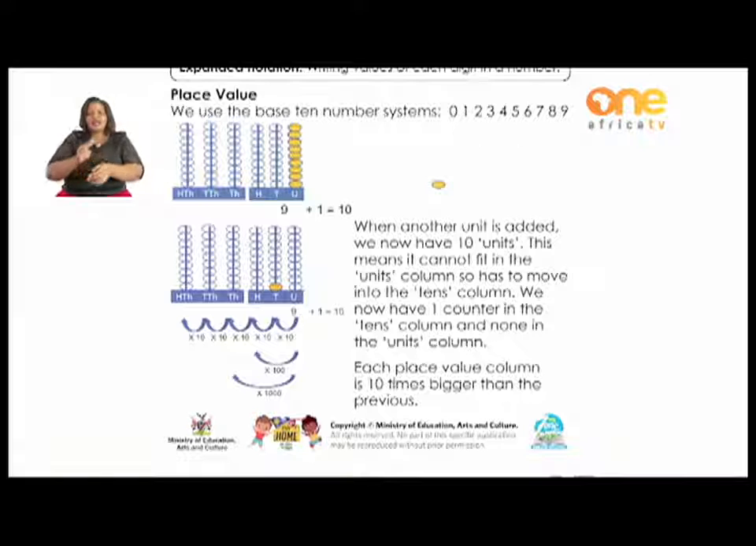The second abacus, the explanation given there is, when another unit is added, we now have 10 units. This means it cannot fit in the units column, so I have to move into the tens column. We now have one counter in the tens column and none in the units column. Each place value column is 10 times bigger than the previous.